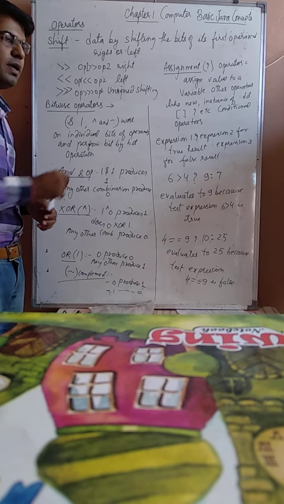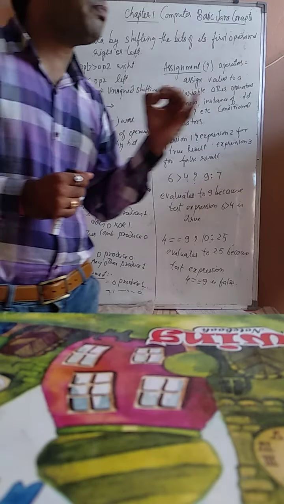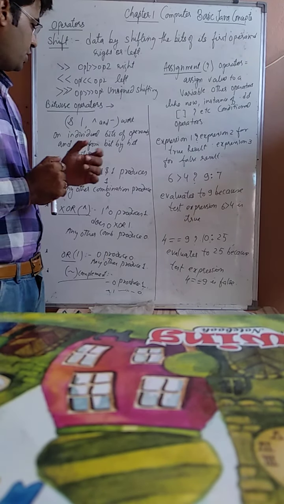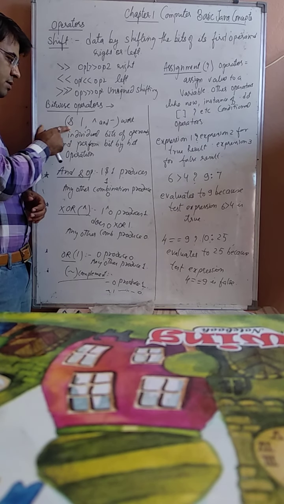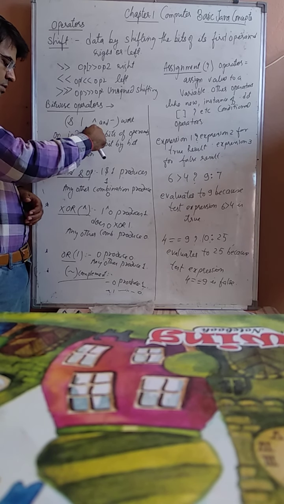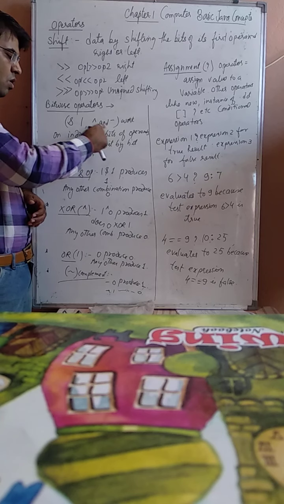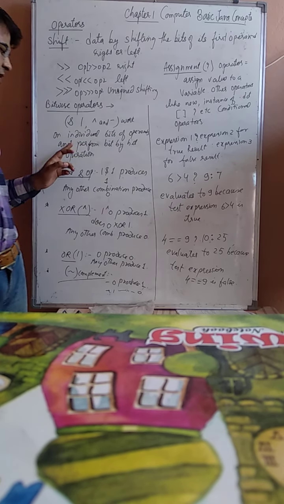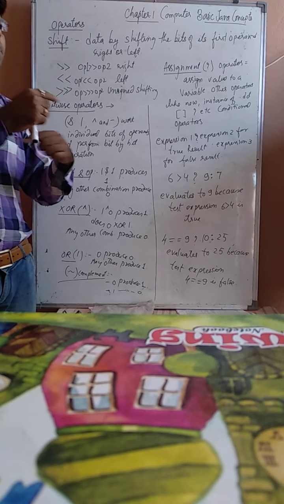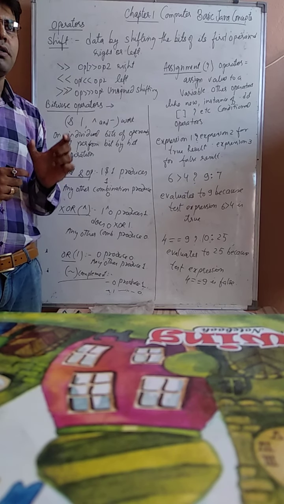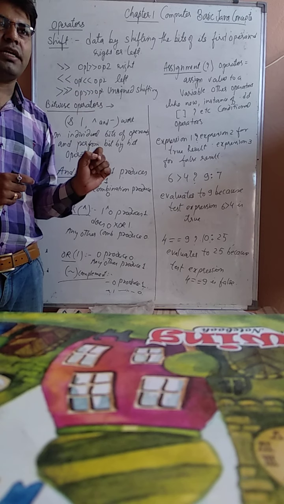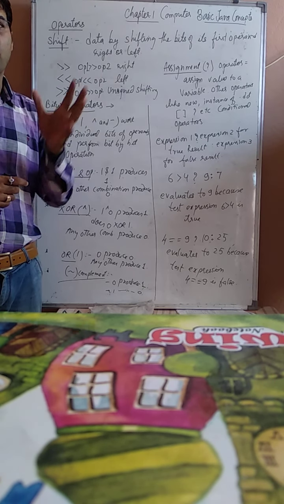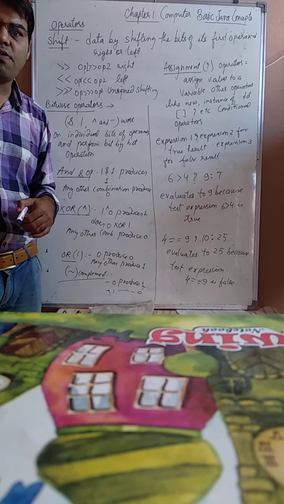Now bitwise operators. Bitwise operators are the most important operators which we use in Java. This one is AND, this one OR, NOT, and this one is assignment. They work on individual bits of operands and perform bit by bit operations, wherever it is needed. We can use these operators in certain types of operations.